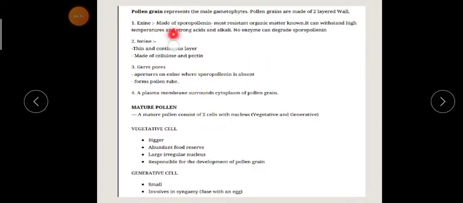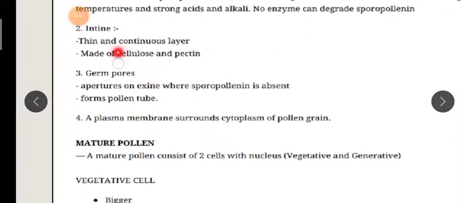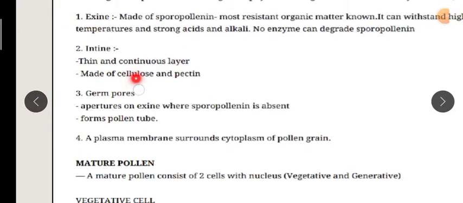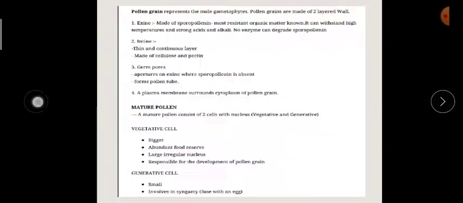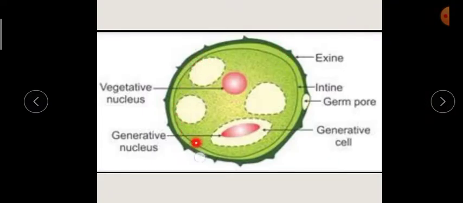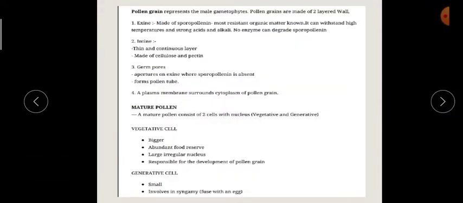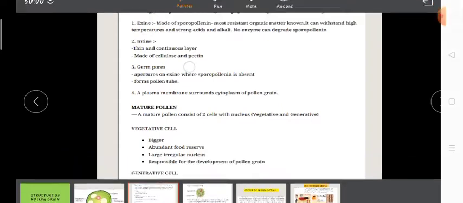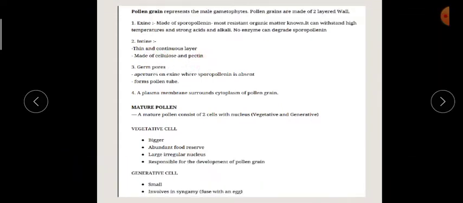Now, the inner layer is called the intine. It is comparatively thin as compared to the exine, and it is made up of cellulose and pectin. That means the intine is thin and a little bit weaker compared to the exine, and the substances it is made of are cellulose and pectin. Like sporopollenin is present in exine, similarly intine is made up of cellulose and pectin.